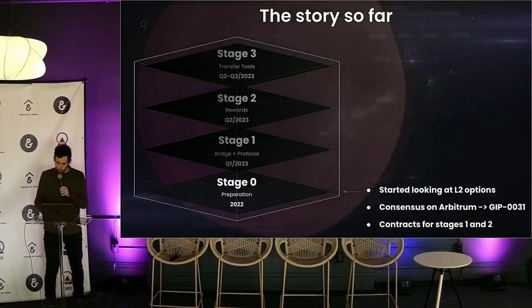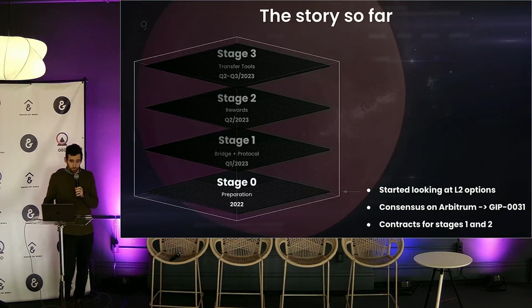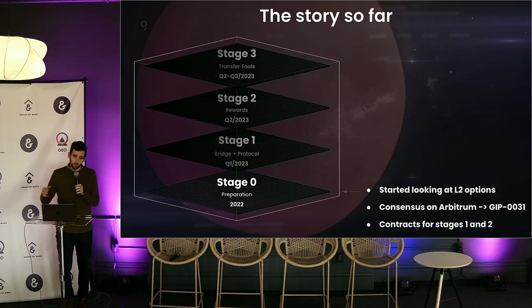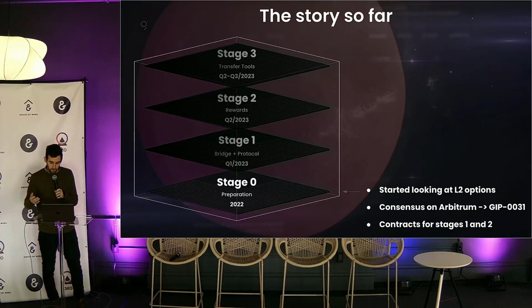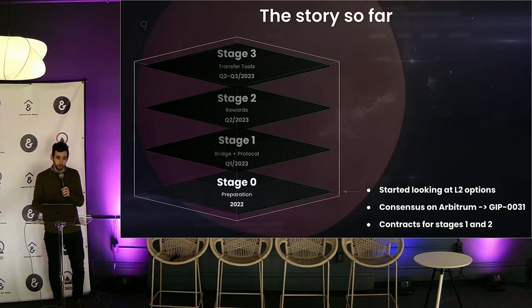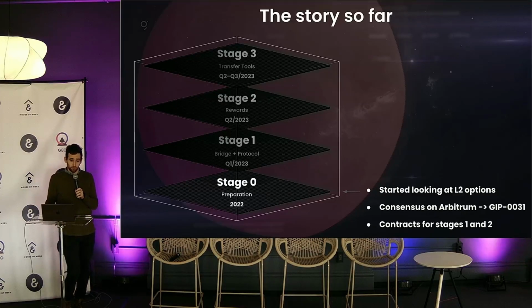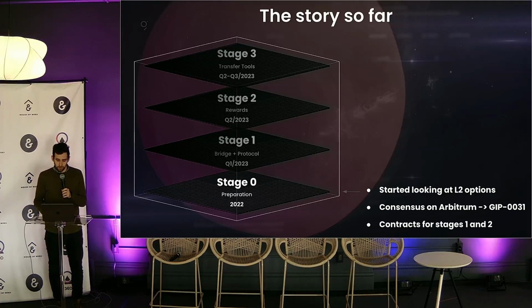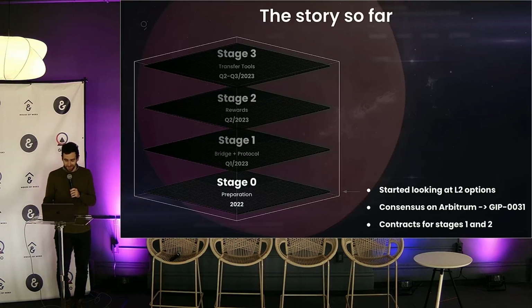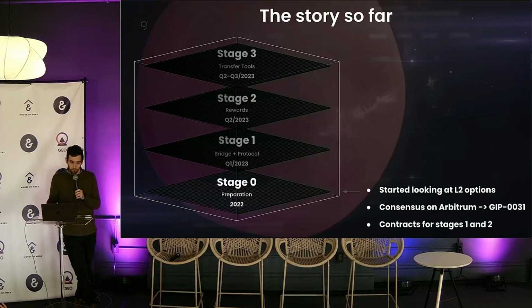So we started looking at the L2 options in February. There were some conversations before, but around that time there was consensus among the core dev teams that got together to discuss this that Arbitrum was the best choice with the information we had at that point, given the stage of development of the other L2s. So we prepared a Graph Improvement Proposal, and we let the community discuss whether this is something that we all want to do. And it seemed like it was something that everyone wanted to do. So we started moving forward, and we prepared the contracts for the 2 subsequent stages.